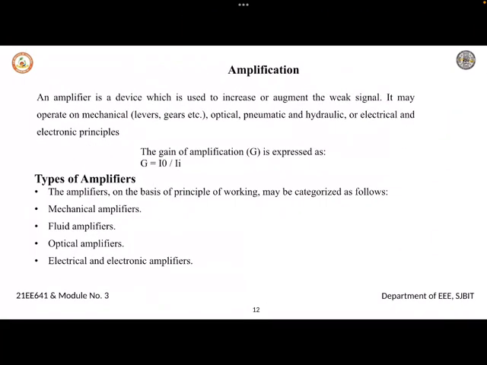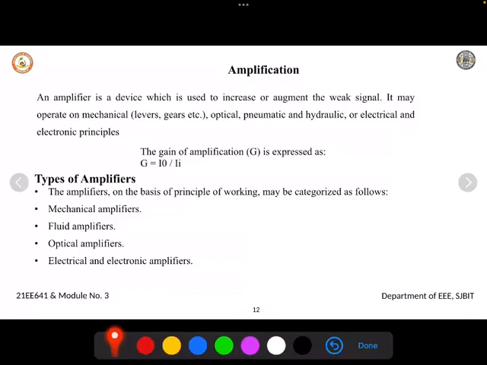So basically, when we measure a non-electrical signal and want to transmit that signal over a longer distance, that is where the concept called telemetering comes in. When you want to transmit this kind of signal from one place to another for recording, processing or any other purpose, sometimes the signal strength will be very low. So in that case we may need to do amplification.